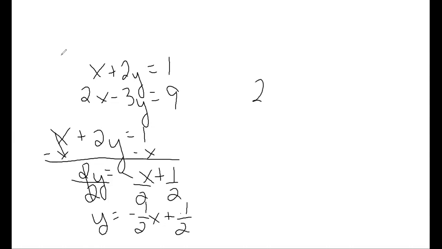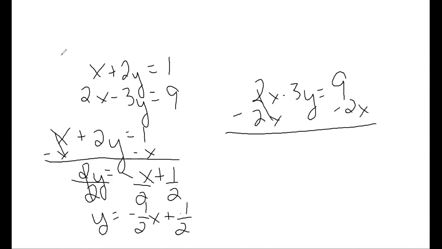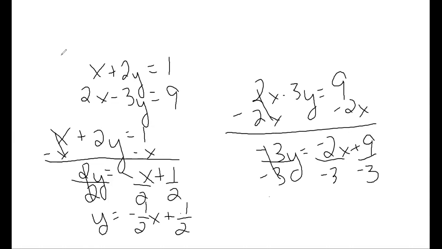Now take 2x minus 3y equals 9. Get y by itself, so minus 2x from both sides. That leaves us with negative 3y equals negative 2x plus 9. Divide everything by negative 3. Pay attention to the sign change. A negative divided by a negative is a positive. And then a positive divided by a negative is a negative. So you wind up with y equals 2/3 x minus 3.